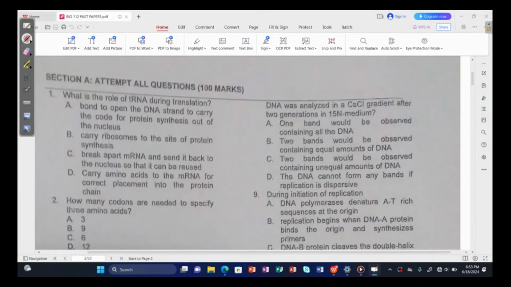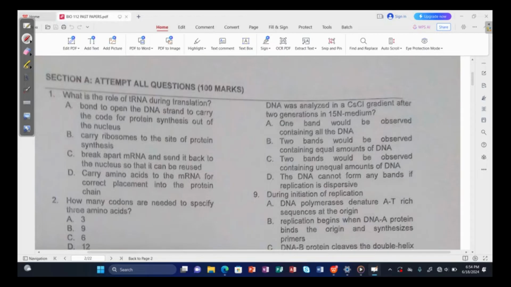Question 1. What is the role of tRNA during translation? So what role does tRNA play during translation? What we know is that tRNA is the molecule responsible for transferring amino acids, a target amino acid for that matter, from the cytoplasm to the ribosomes to create a polypeptide chain. That is the role of tRNA during translation.